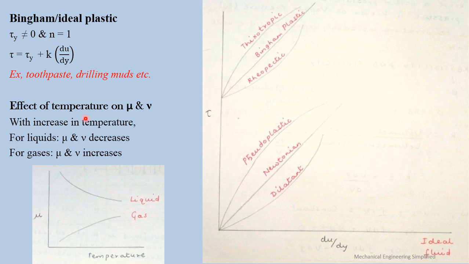Okay, then effect of temperature on dynamic and kinematic viscosity. With increase in temperature, for liquids, mu and nu both, that is the dynamic viscosity and kinematic viscosity, decrease, but reverse is the case for gases. While increasing the temperature, mu and nu increase in case of gases. This is a very important relation. They appear in several examinations time and again, so please make a note of this and also of this.